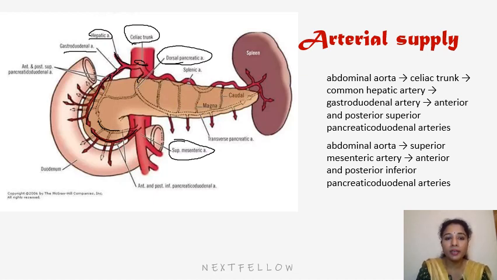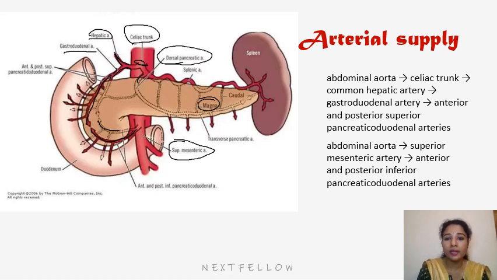So the great pancreatic artery, how does it arise? It arises again from the abdominal aorta, from the celiac trunk, from the splenic artery. It gives rise to the great pancreatic artery, which is represented as magna here. You can see here, this is the dorsal pancreatic artery.